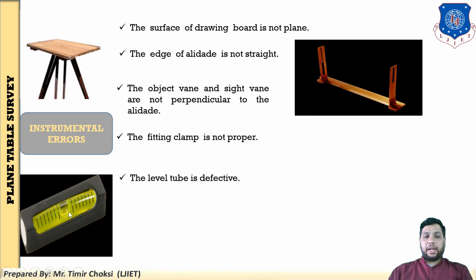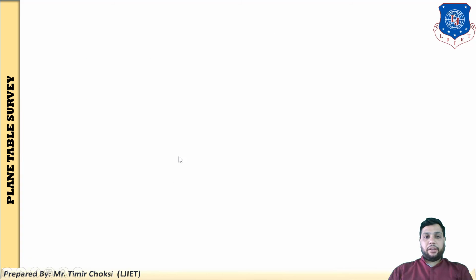When your leveling is done, the level tube will be in a defective way. So there are a number of such causes, and error is developed while you are conducting the plane table survey. Okay, so first will be the instrumental error.